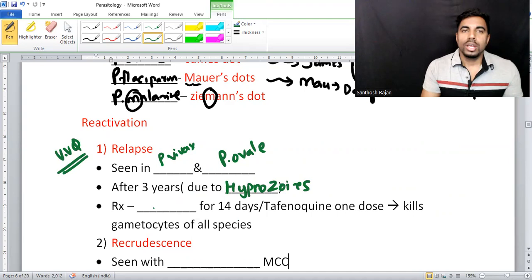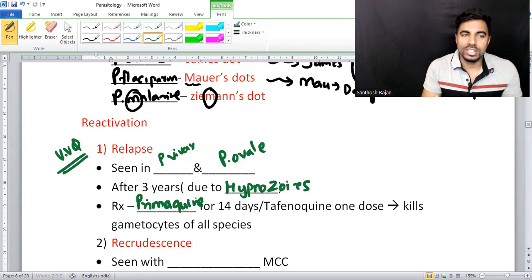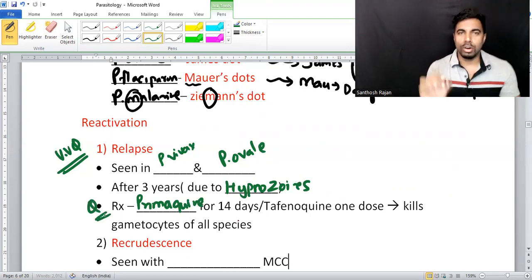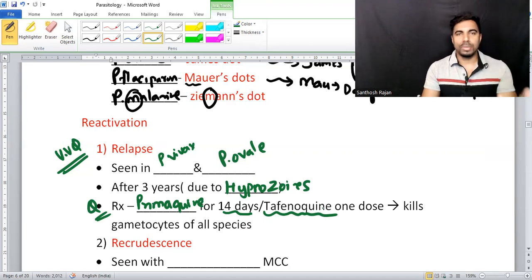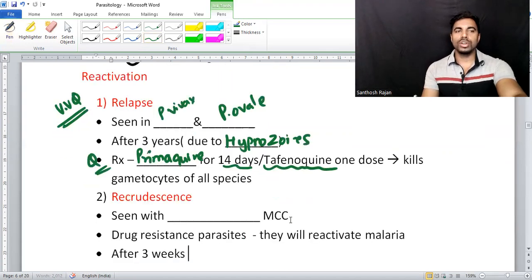So now, treatment. What is the drug we give for hypnozoites? To kill the hypnozoites, we give primaquine. Primaquine is the drug of choice for killing the dormant hypnozoites. You can give it for 14 days, or tafenoquine. Tafenoquine is also good. They kill all the gametocyte species. But remember, primaquine is the main drug, or tafenoquine.